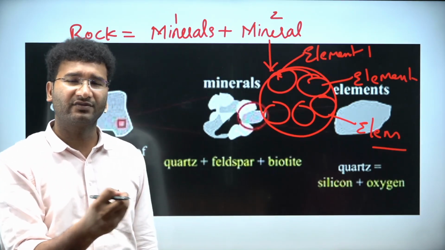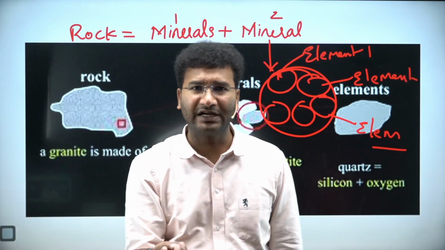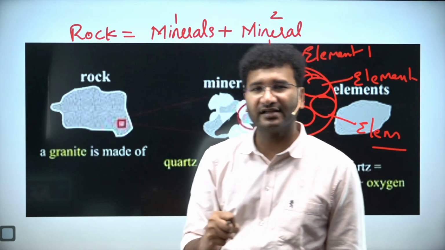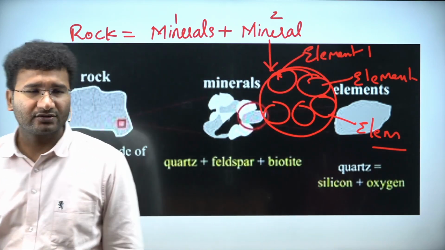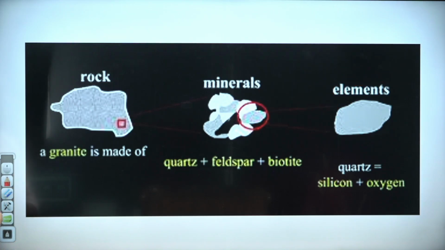Quartz is a combination of silica plus oxygen. Now what is silica? Silica means mitti. It is the soil, or this quartz is, the silica is considered to be mitti. So these are the fundamental definitions of what you mean by a rock, what you mean by a mineral, and how it is different from elements. I hope now you got this.